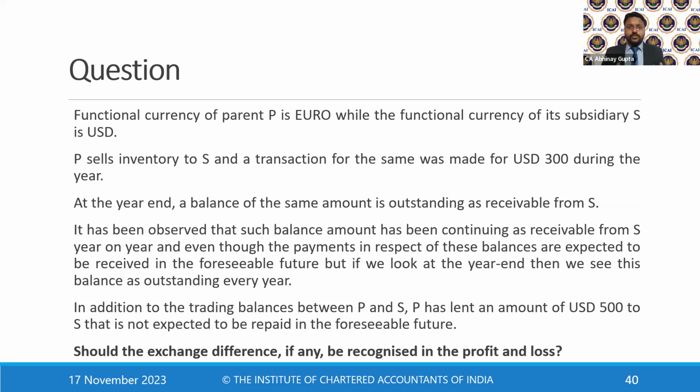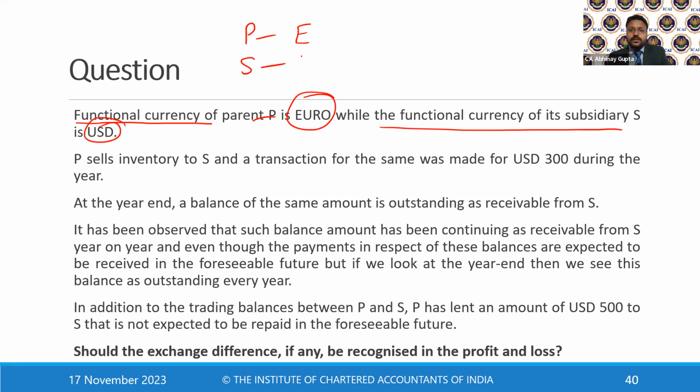Now, thereafter, we have done this question as well in the last session. So I'm just trying to build a connection between what we discussed last time and what we are going to do now. So I'm just doing a recap of this important concept because I thought it would be useful. So this was the question which we covered in the last session. The functional currency of the parent is euro, while the functional currency of the subsidiary is USD, right? So parent is euro and subsidiary is dollar, right?